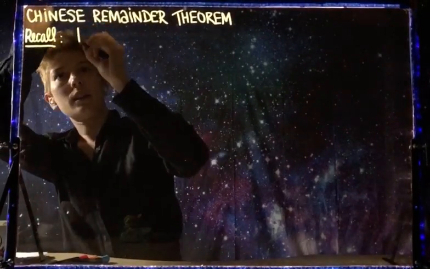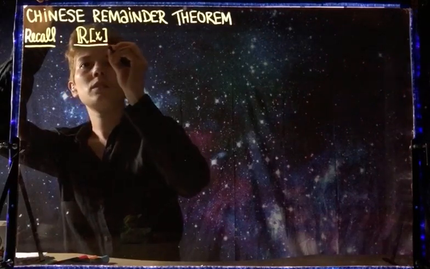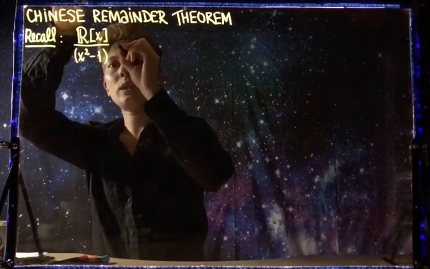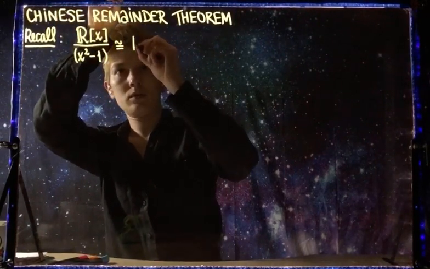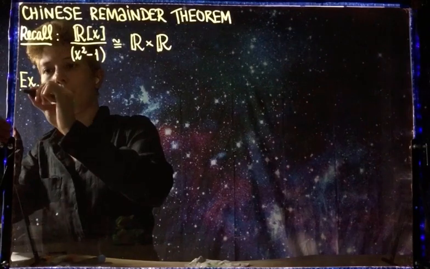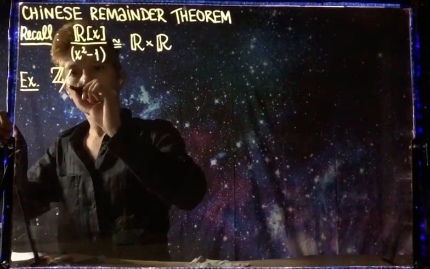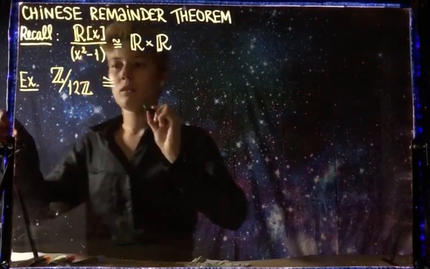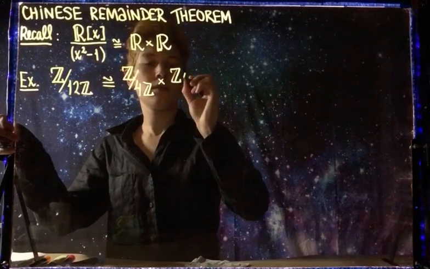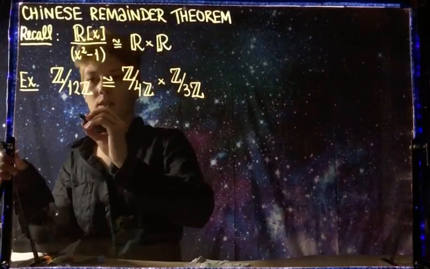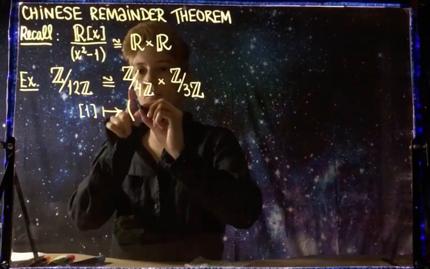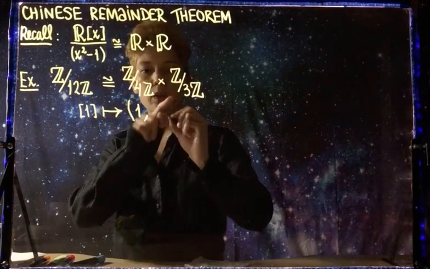So recall that I asked you to prove that R[x] quotient by the ideal generated by x squared minus 1 is isomorphic to the product R cross R. And another example that we can consider is Z mod 12Z. And we can prove that it is isomorphic to Z mod 4Z times Z mod 3Z by sending 1 to the pair of the class of 1 modulo 4 and the class of 1 modulo 3.